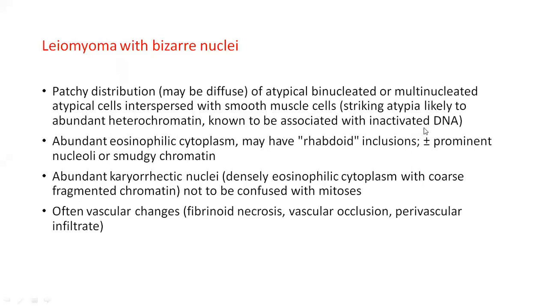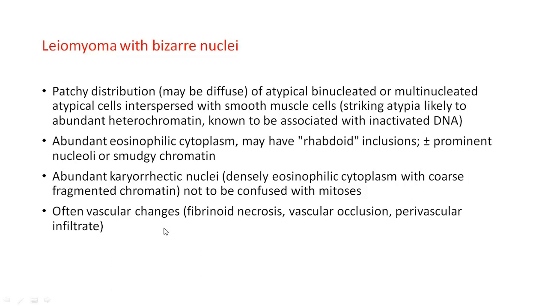Because there is an inactivation of our DNA in them, and sometimes they possess abundant eosinophilic cytoplasm, and when they have a high amount of pinkish cytoplasm, they can have a rhabdoid morphology as well. Another feature is that sometimes there might be abundant karyorrhectic nuclei, so be careful to differentiate them from mitosis. The abundant karyorrhectic nuclei can give an appearance like mitosis, but pay careful attention to whether it's a true mitosis or karyorrhectic nuclei.